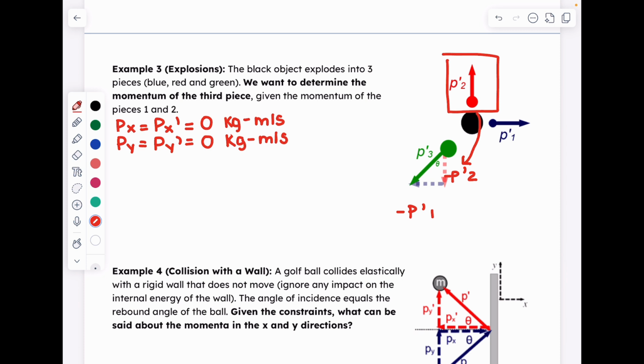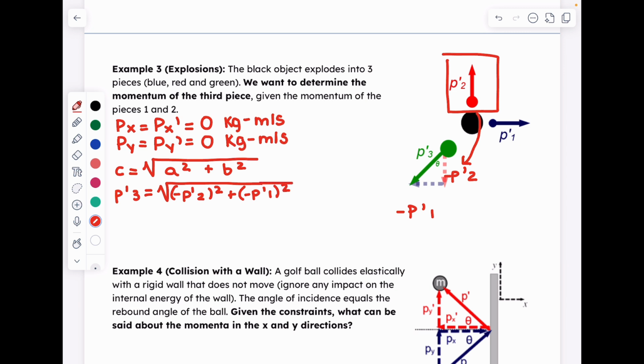So to solve for the leg itself, we'd use Pythagorean theorem. So we would say, like we've done before, c squared is equal to a squared plus b squared. And we could say that P13, which is the one we're trying to solve for, is equal to the square root of negative P1 squared plus negative P2 squared. Kind of set that backwards, but there's a bunch of different ways to write this answer.